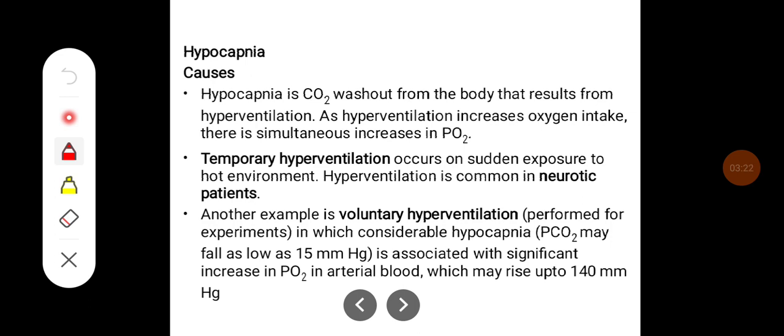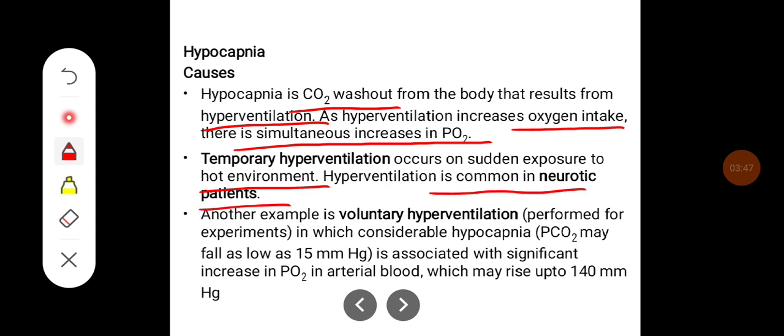Hypocapnia. Hypocapnia is carbon dioxide washout from the body that results from hyperventilation. As hyperventilation increases oxygen intake, there is a simultaneous increase in the partial pressure of oxygen. Temporary hyperventilation occurs on sudden exposure to a hot environment. Hyperventilation is more common in neurotic patients.